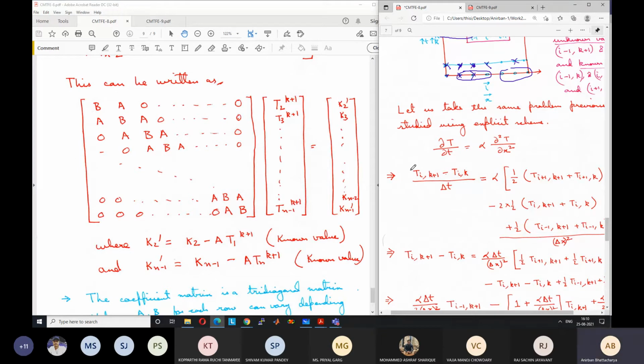So now, what is the size of this matrix? N minus 2 by n minus 2, and these vectors are of n minus 2 length. Okay. All the values in this matrix are known, and all the values in this vector are known. Only unknown is this. Okay, so if I write this as A T equal to K, we can find T is equal to A inverse K. Okay, so it's basically you need to do a matrix inversion to find the value of temperature.